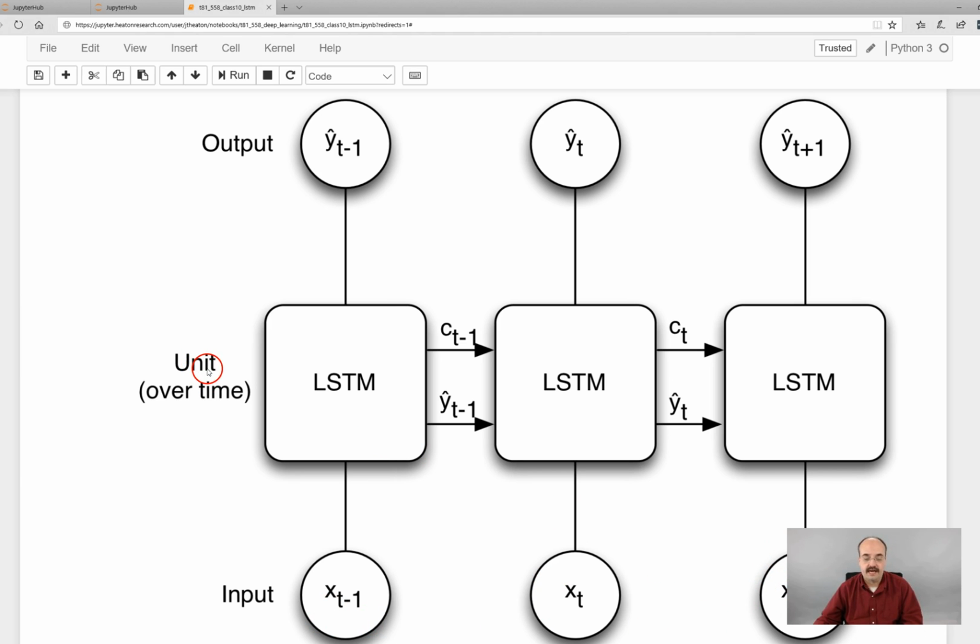And over time, the same LSTM is passing the y hat to the next one, so the prediction, but it's also keeping a context over time. All these networks have some sort of context, be they Elman neural networks, classic Elman and Jordan neural networks, or be they more modern LSTM and GRU units.